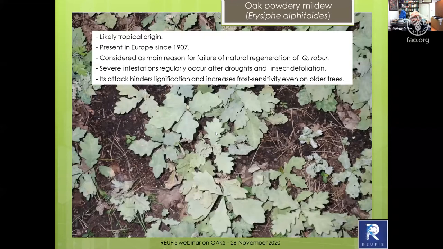You can see sessile oak seedlings heavily infested by this powdery mildew. And its severe infestations regularly occur after drought, years of drought or insect defoliation. And even on old trees, it can have very serious effect. It stops or hinders the lignification, and therefore it makes the old trees' shoots, the current year shoots, more frost sensitive. So it can cause thinning of the crown of the old oak tree.